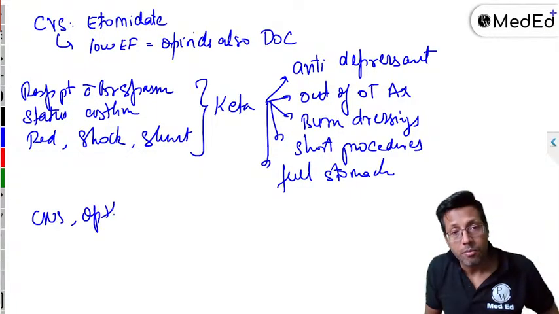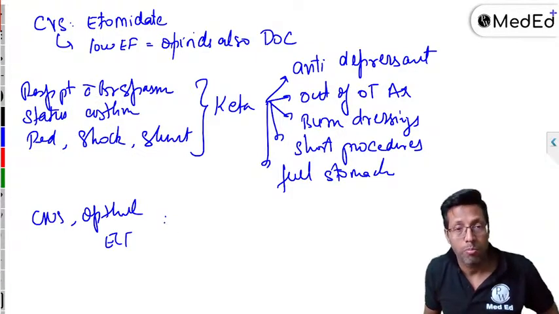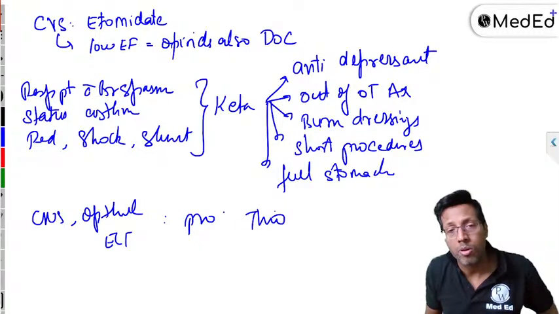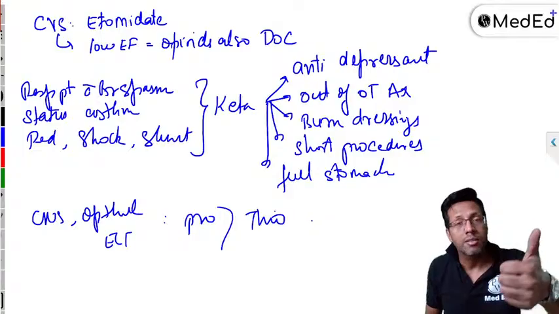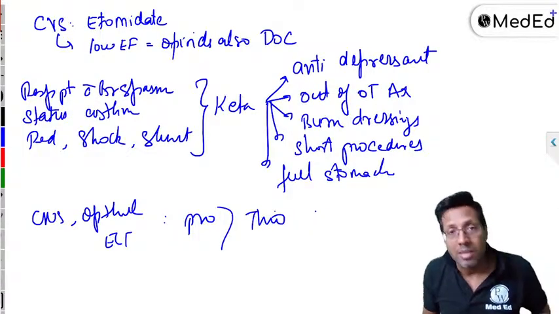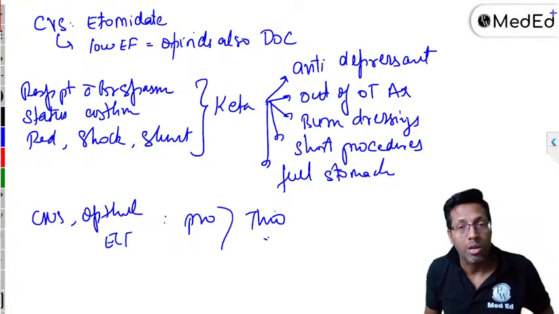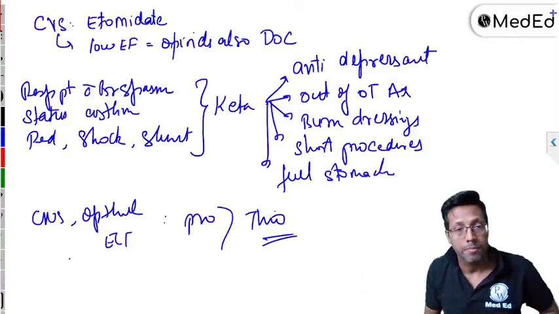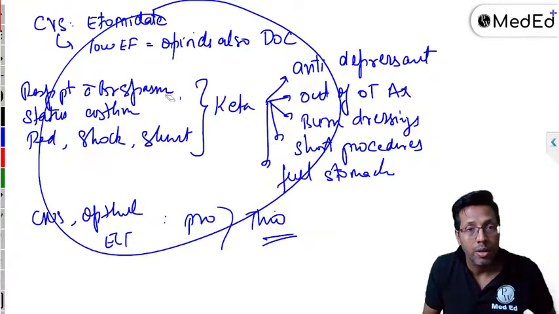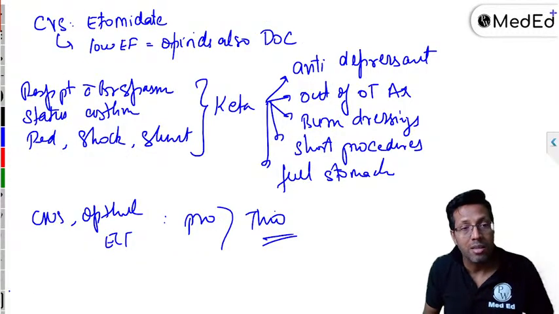ophthal, ECT. The best drug is thiopentone, but books have now said that propofol is as good as thio, so we prefer to use propofol as a newer agent, better than thio. But thio has other properties. It decreases raised intracranial pressure, status epilepticus, and narco analysis. So thiopentone is also used for narco analysis, right? Apart from that, apart from what we have mentioned over here, everywhere else the answer is propofol.